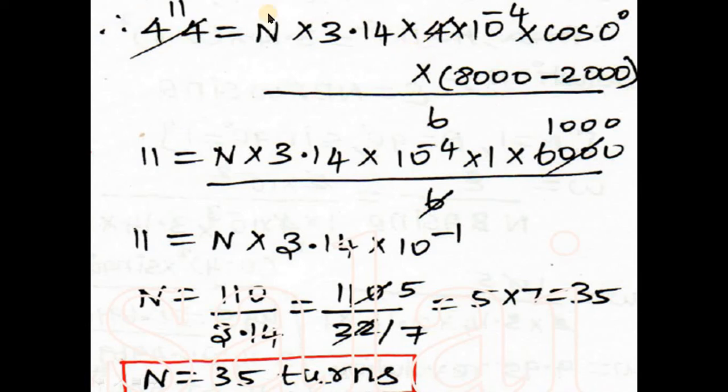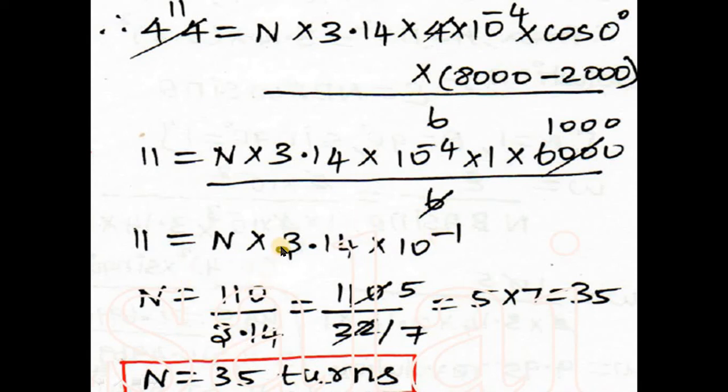Now 4 and 44 cancel each other; 44 cancelled by 4, 11 4s are 44. So 11 is equal to n into 3.14 into 10 power minus 4 into 1, because cos 0 degree is nothing but 1, into 6000 divided by 8000 minus 2000, which is nothing but 6000 divided by 6. 6000 cancelled by 6000. 1000 can be written as 10 cube. 10 cube into 10 power minus 4 is nothing but 10 power minus 1. So 11 is equal to n into 3.14 into 10 power minus 1.